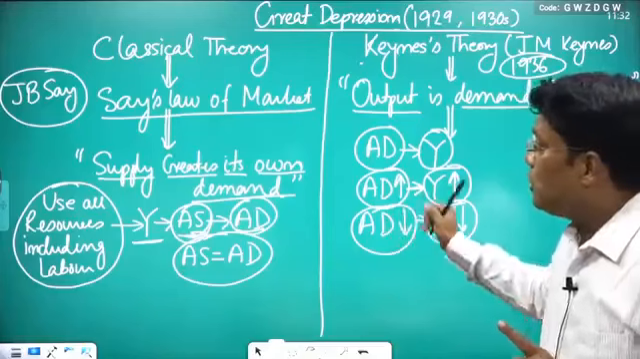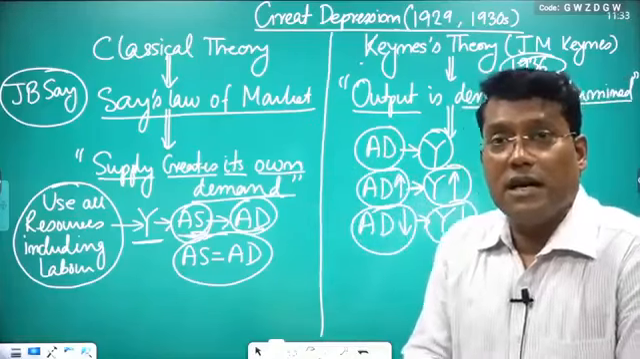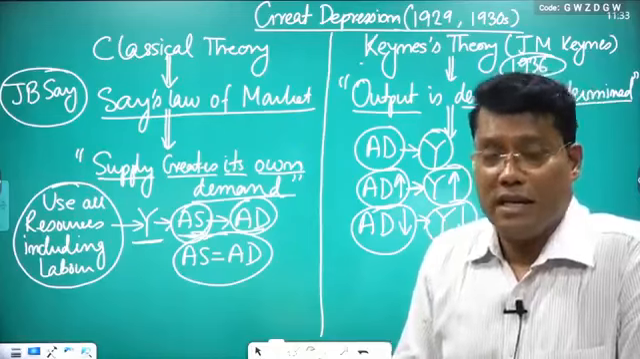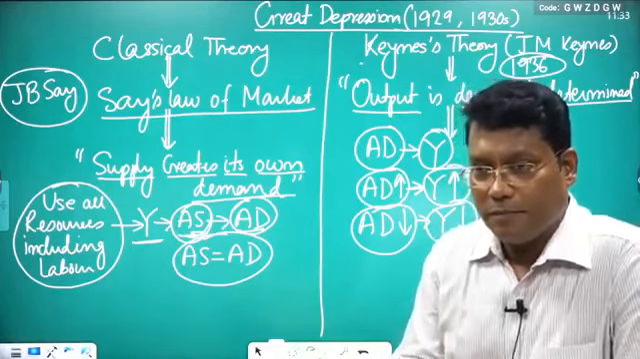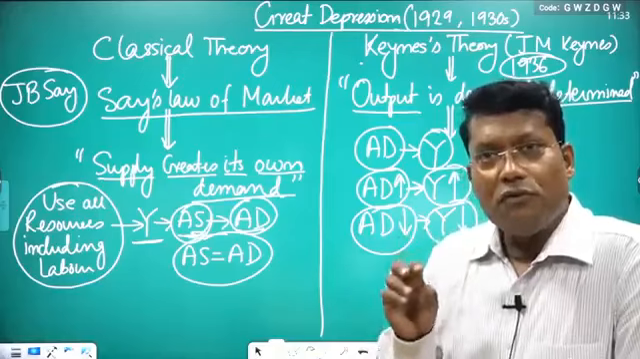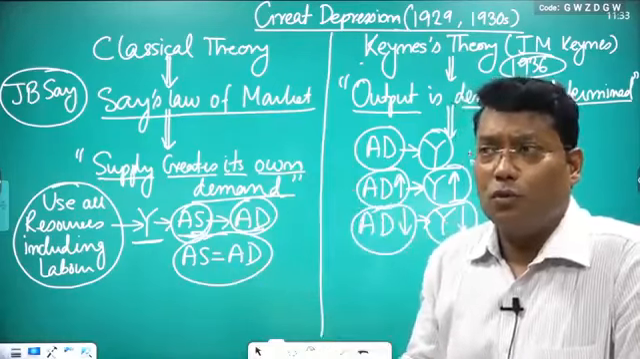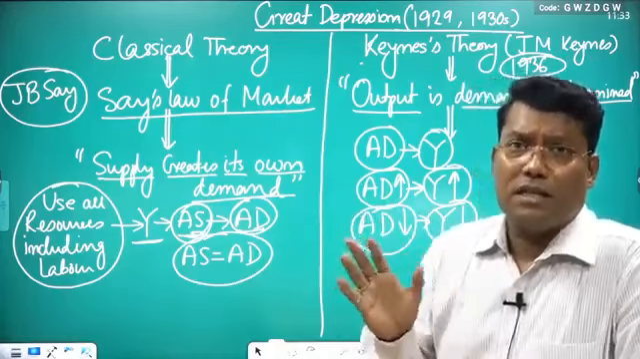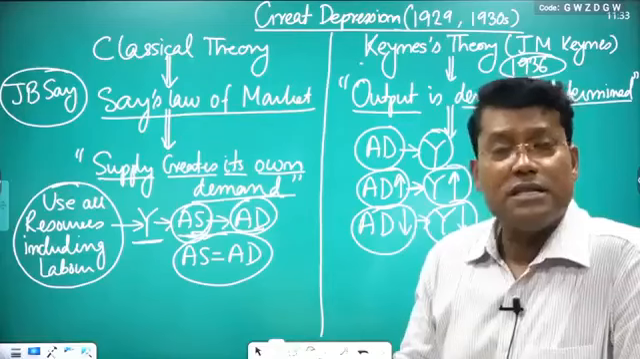Now compare this: why did Say's law of market work, and why is it not working today, and in the Great Depression it did not work? The reason is, if you think of the classical economy, very early when it started, most countries in the world were following this theory. The reason was, two reasons.